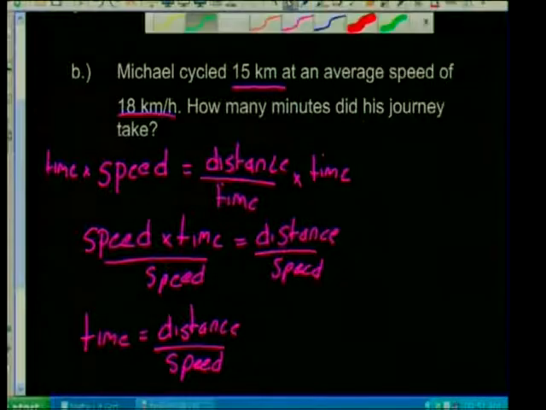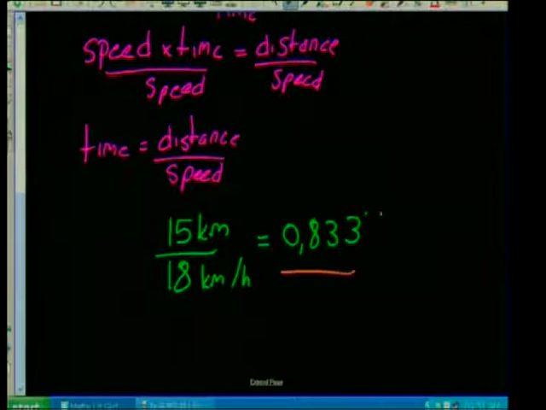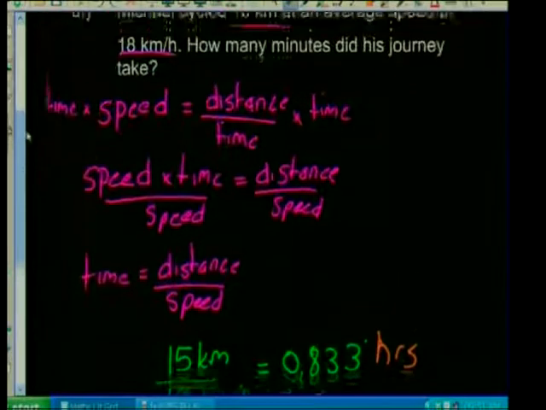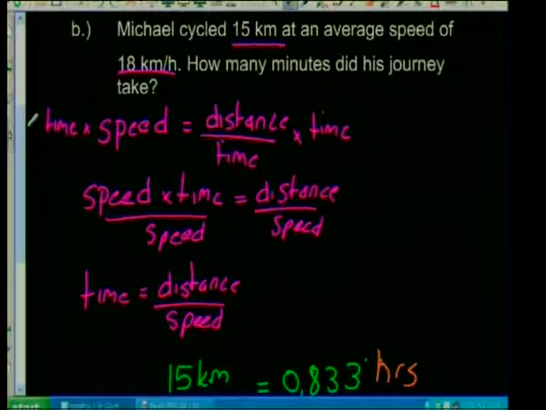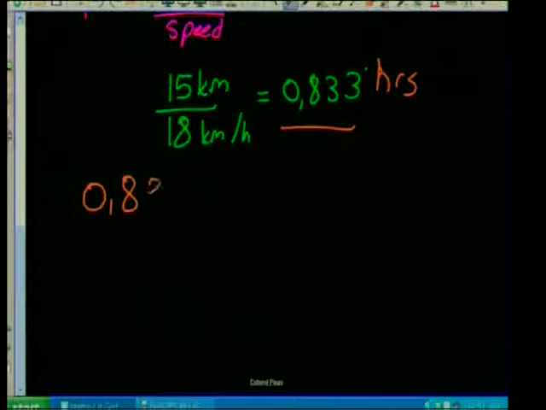Now, this is really, really important. That 0,833 hours is not 83 minutes. That is definitely not 83 minutes. Can we leave the answer like that? No, we can't, because the question says, how many minutes did his journey take? So how am I going to convert that to minutes? From hours to minutes, I'm going to times by 60. So I'm going to take that 0,833 and times it by 60.